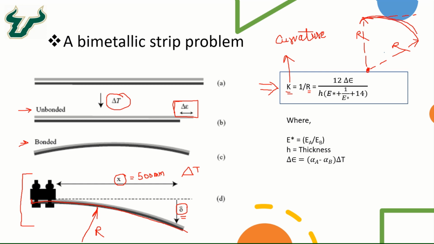Alright, so because of this curving of the strip, you have this radius of curvature, and k is given as 1 over r. The value of k is given as 12 times delta epsilon over h times E star plus 1 over E star plus 14, where E star is the ratio of the two Young's moduli of elasticity of these two metals that we are considering. So E star equals EA over EB, and delta epsilon is equal to alpha A minus alpha B times delta T. So delta T is the temperature difference.